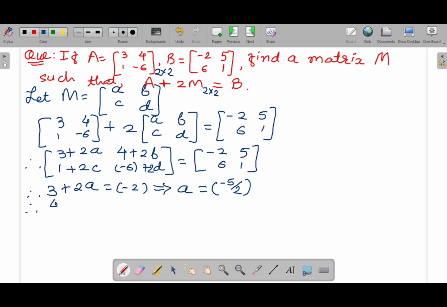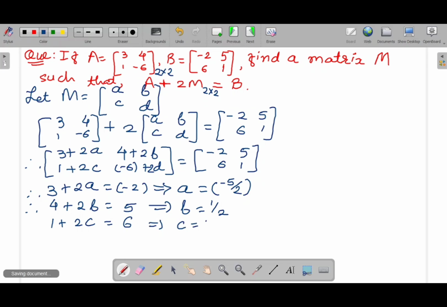Now we compare 4 plus 2b is equal to 5. So what do we get as b? We get b equals to 1 by 2. Okay, let's go ahead. We get 1 plus 2c is equal to 6. That means again c is equal to 5 by 2. And last we have minus 6 plus 2d is equal to 1. So here you know the value of d. What will that be? Yes, it will be 7 by 2.